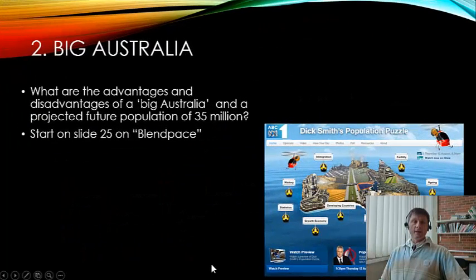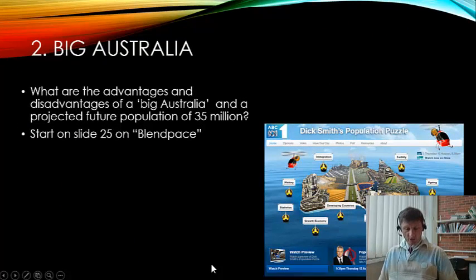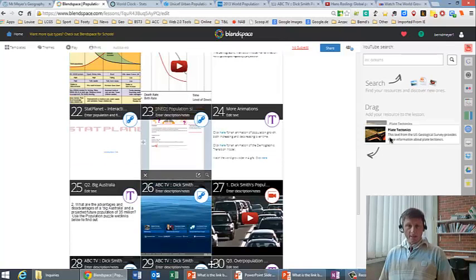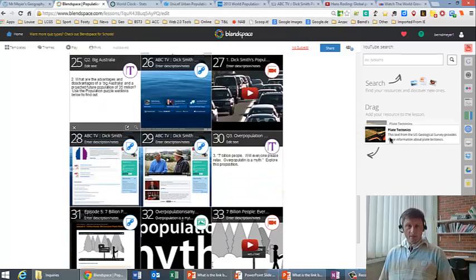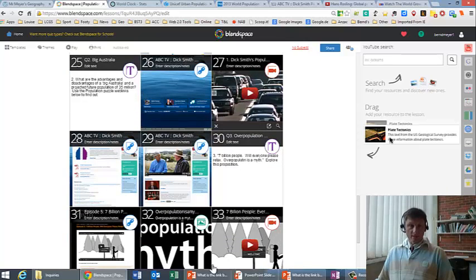The second question is to do with the concept of a big Australia, how that could have benefits to us if we had a population of 35 million. Well, Dick Smith looks at that proposition. Go to slide 25 on blend space. So if you go back here, scroll down, there you'll see the question, and there's a number of, again, links and so on to help you.